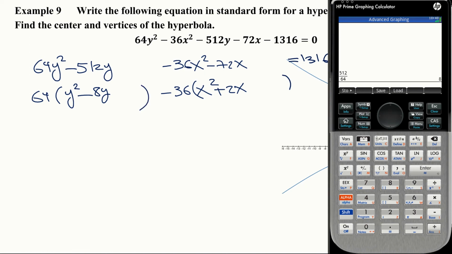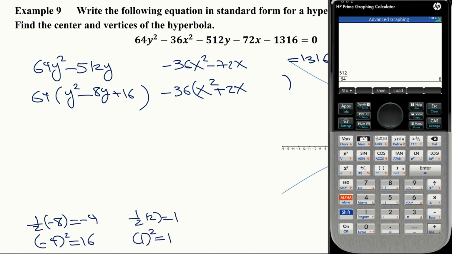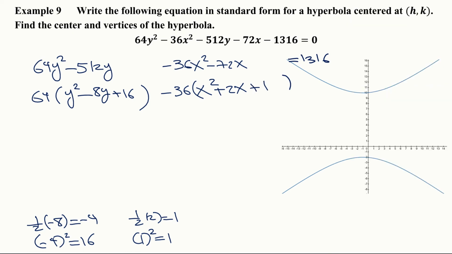All right. Now we're going to go ahead and complete the square on y squared minus 8y. So take 1/2 of -8, which is -4, and go ahead and square it to get 16. So plus 16. And on the other one, we're going to take 1/2 of 2, which is 1, and then square it to get 1. So plus 1. All right, let's see what we're actually doing, however.